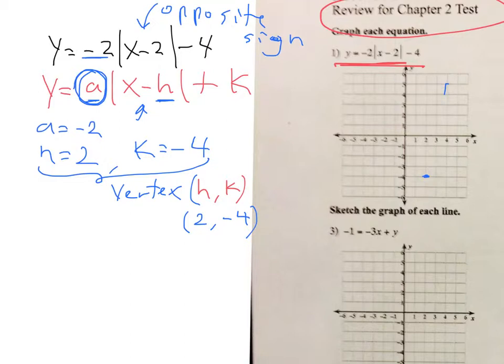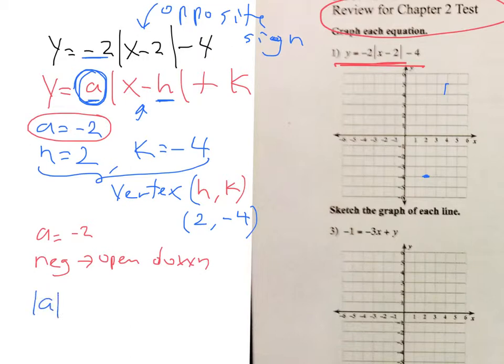Because the a is negative, my graph will open down. Then I do the absolute value of a to see if my graph is going to be narrow or wide. Absolute value of -2 is equal to 2, which is greater than 1, therefore my graph is narrow. Okay, so I have an idea what's going on with my graph.